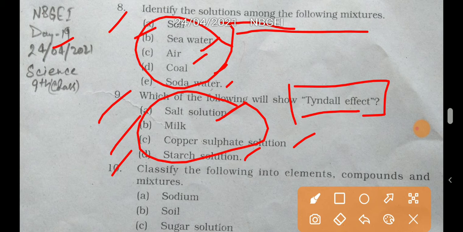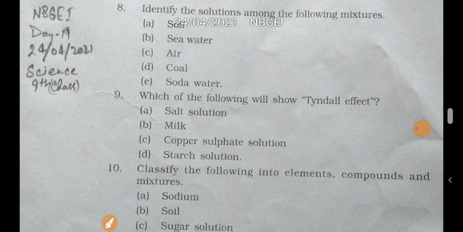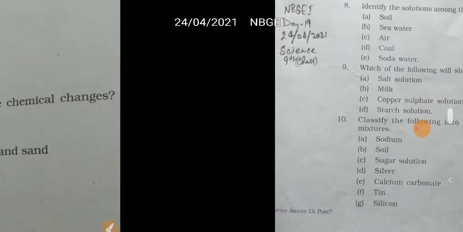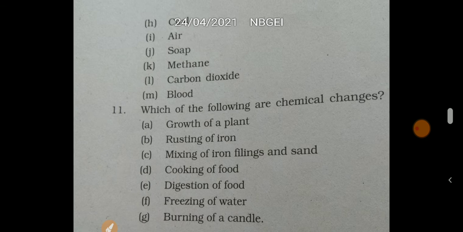Now next one is question number 10. Classify the following into elements, compounds and mixtures. You have read about element, compound, and mixture, so you can easily identify them. Okay. Now here are sodium, soil, and sugar solution. Now coal, air, soap, methane, carbon dioxide, and blood.